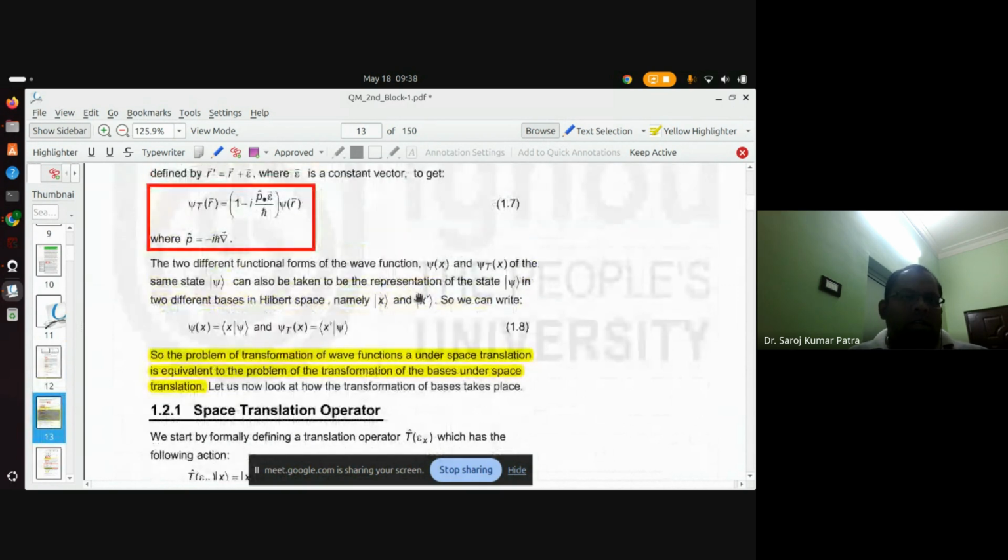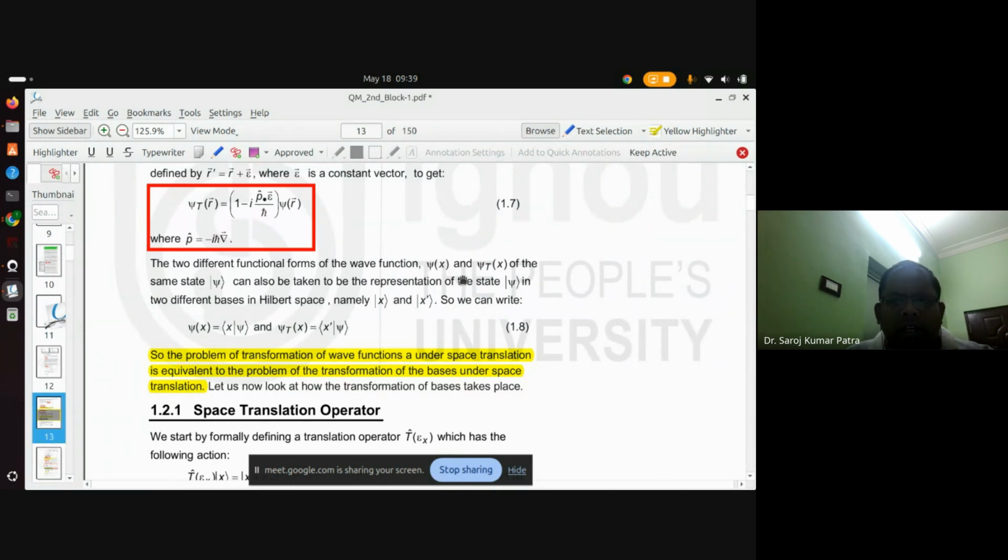Now, two different functional forms of the wave function, psi(x) and psi(k), of the same state psi. This is a pure wave form, but here we are representing it in the form of a ket. It can also be taken to be the representation of the state psi in two different bases in Hilbert space.